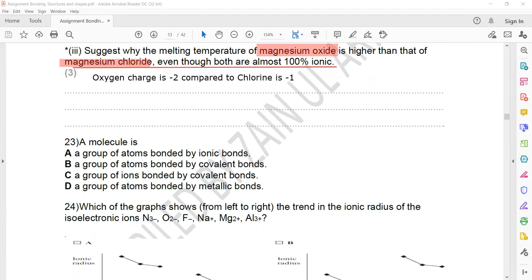So the effect of a greater charge, so there will be a stronger force of attraction in magnesium oxide compared to magnesium chloride.